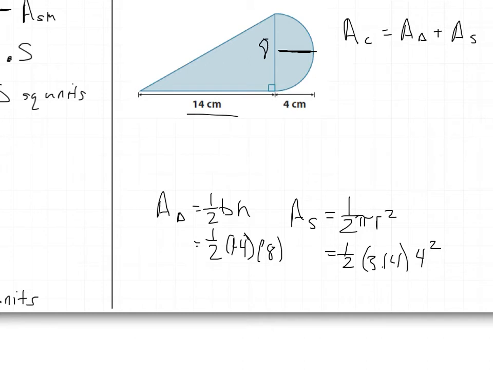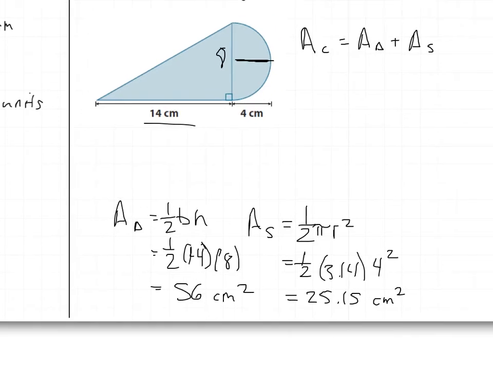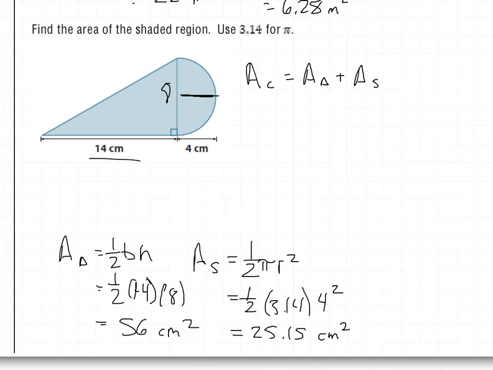All right, let's move on to the other side. As soon as we do some calculations here, the area of our triangle would be 1/2 of 14, which is 7, times 8, which is 56 centimeters squared. The area of our semicircle would be 1/2 of 4 squared. So 4 squared is 16, times 1/2 would be 8, times 3.14, which is equal to 25.12 centimeters squared.